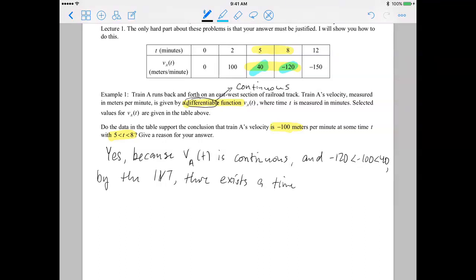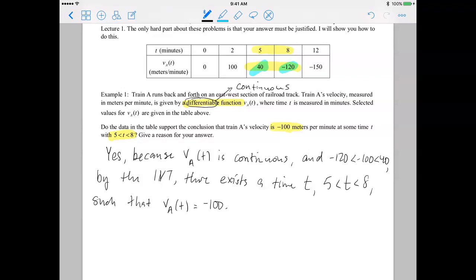Now, the only kind of tedious part of these problems is that they do take a little bit of time to write out the answer. Though there exists a time t on the interval from 5 to 8 such that v sub a of t is equal to negative 100.